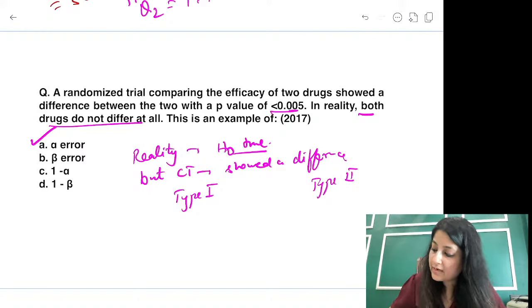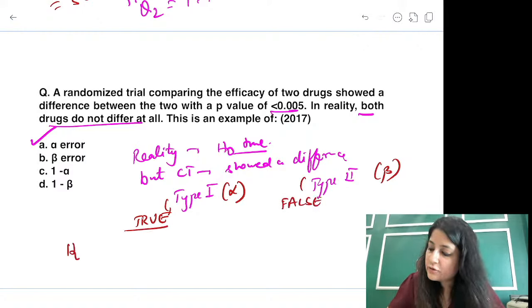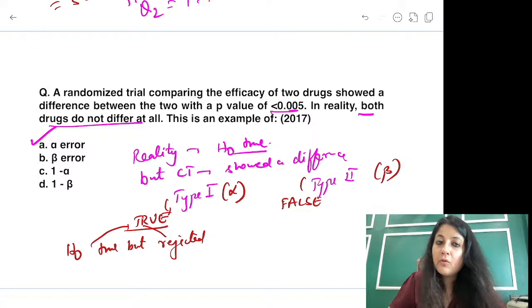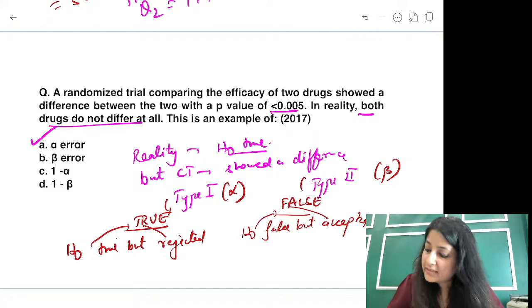Type 1 is your alpha, type 2 is your beta. You will always remember type 1 with the word true and type 2 with the word false. What is this? H naught, T for true, but R for rejected. What is type 2 error? H naught, F for false, but A for accepted.